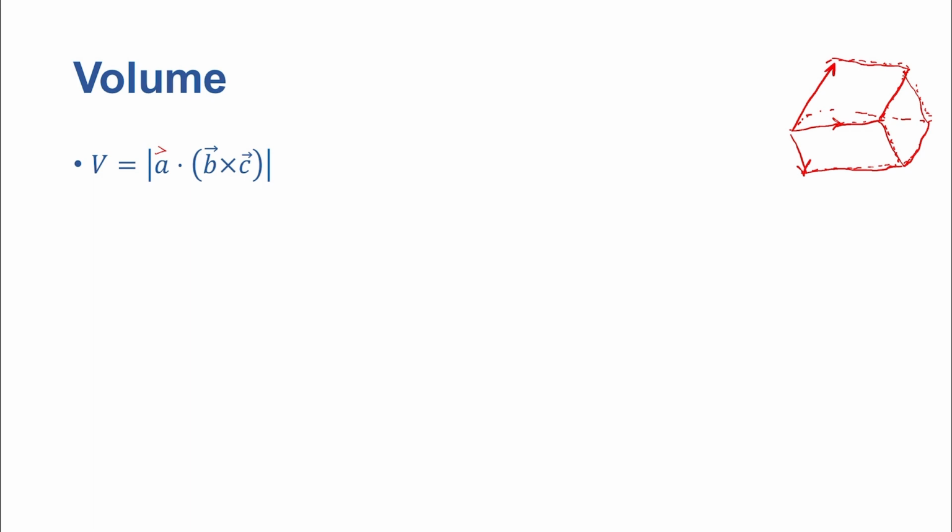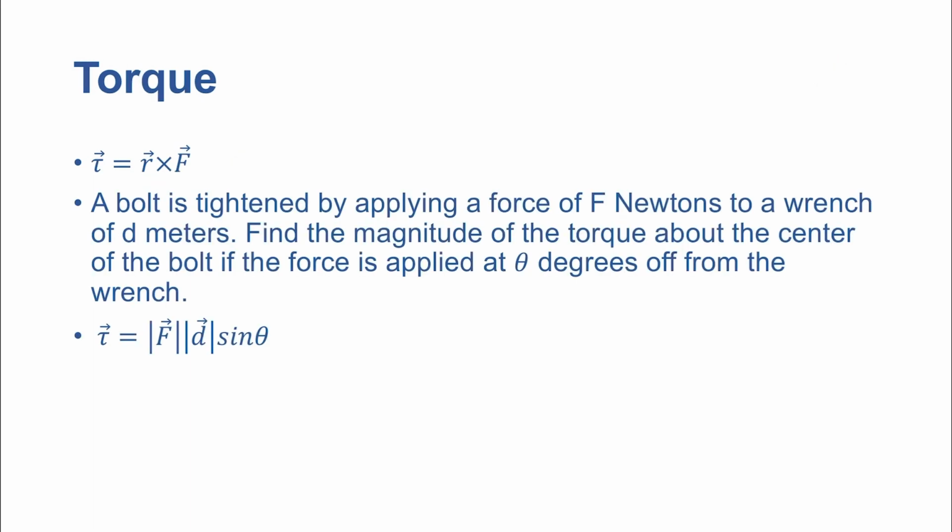All right, and finally we've got an application here for torque. So torque is a quantity in physics. It is in rotational physics. It has analogs to translational physics as well. Anyways, the vector torque is equal to the position vector crossed with the force vector.